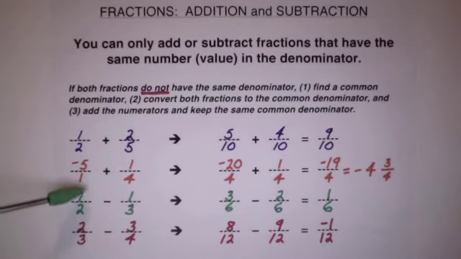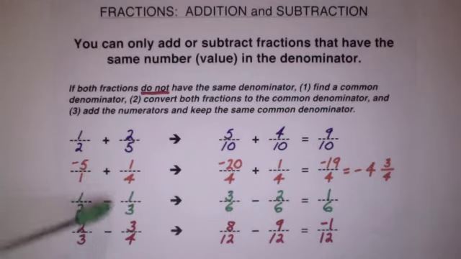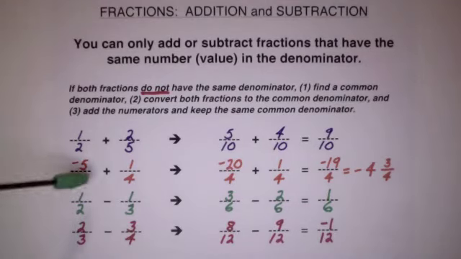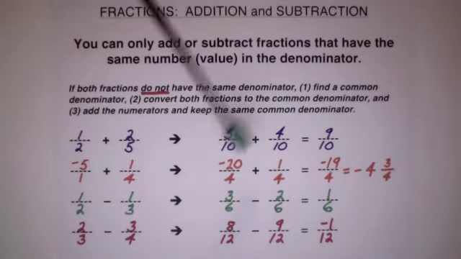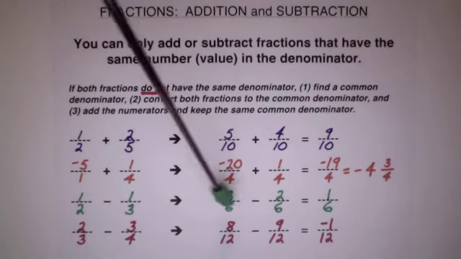So 1 times 3 is 3. Now, that's the same as 3 over 3, multiplying 3 over 3 to 1/2. 3 times 1 is 3. 3 times 2 is 6. 3 over 3 is the same as 1. So I'm really multiplying 1 to this fraction 1/2. I'm not changing the amount. I'm just changing the way it looks. So I've changed 1/2 into 3/6.